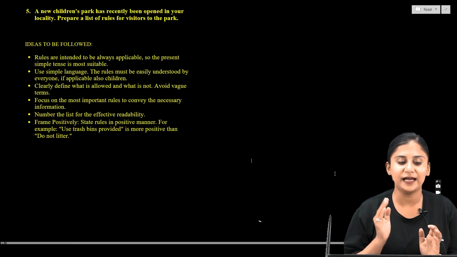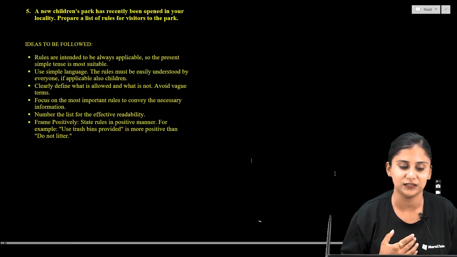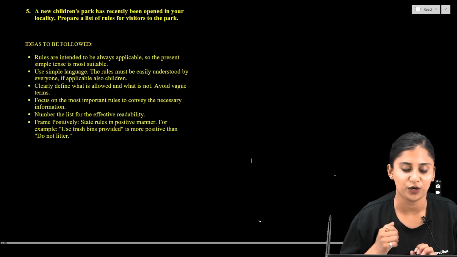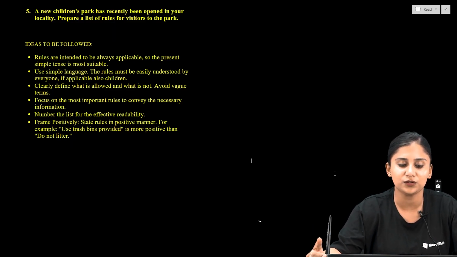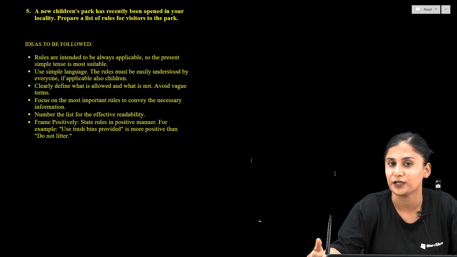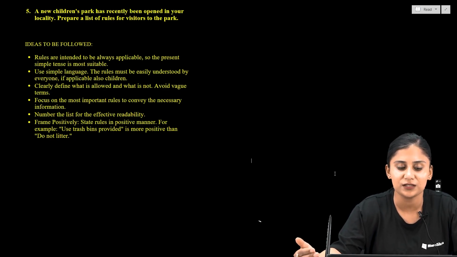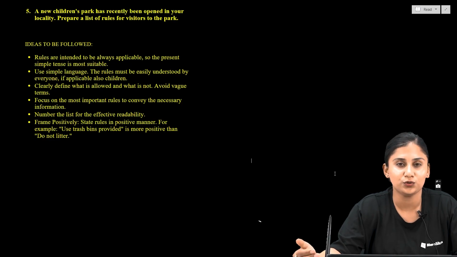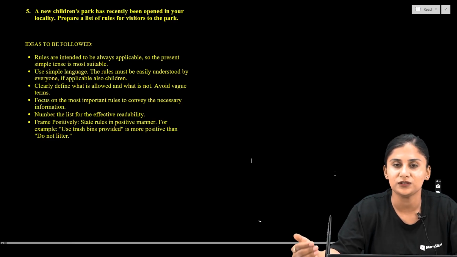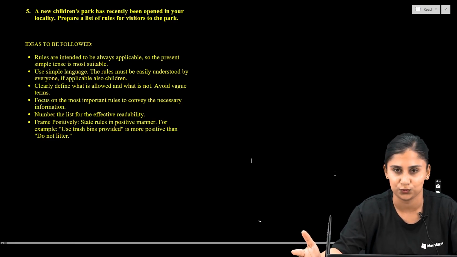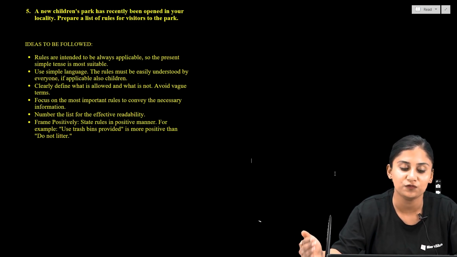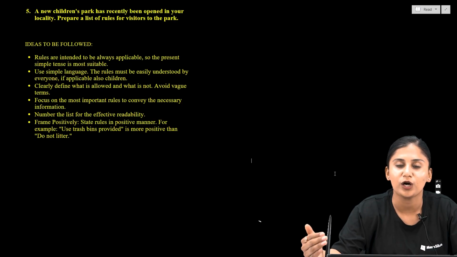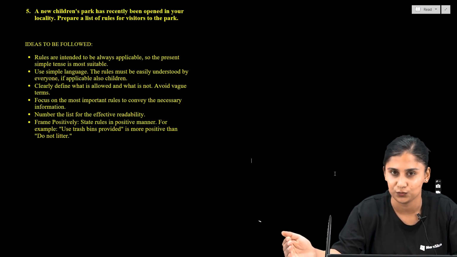So now I have here a question, and the question reads: a new children's park has recently been opened in your locality. Prepare a list of rules for visitors to the park. So we are supposed to present a list of rules so that whenever visitors visit the park, they follow those rules. So now let us talk about what are the ideas that are to be followed whenever we are preparing these sets of rules.